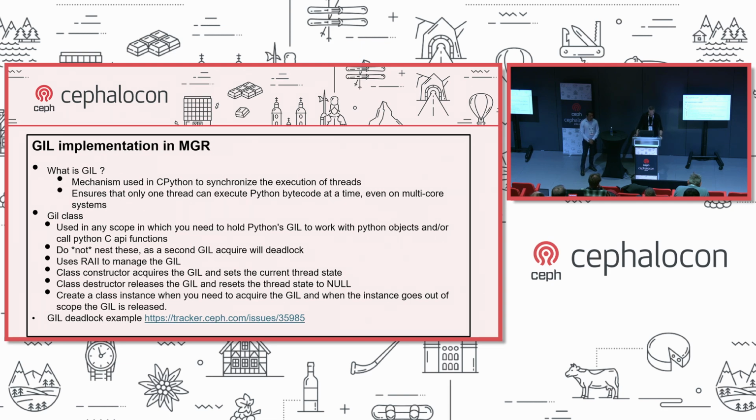As an example of a GIL deadlock, that tracker at the bottom was a classic deadlock issue where one thread has the GIL and is waiting for the standby module state lock in this case, and the other thread has the standby Pi module state lock and is waiting for the GIL. So they're both waiting for the other thread, and neither can make progress.